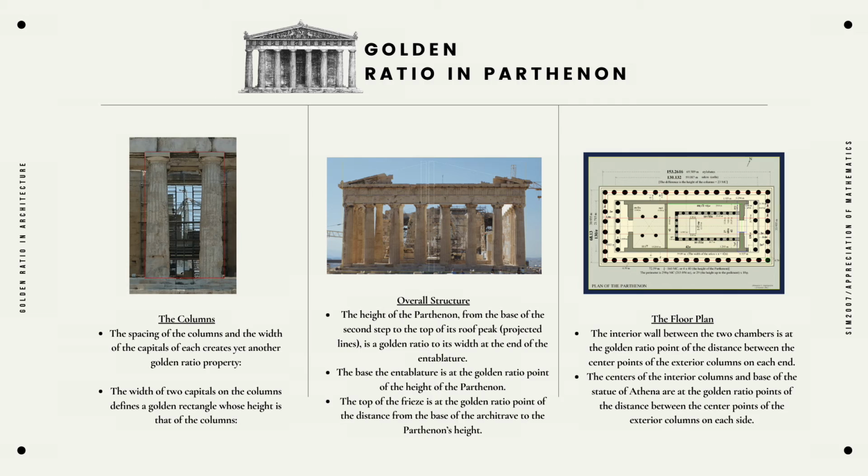Second, the base of the entablature is at the golden ratio point of the height of the Parthenon. And third, the top of the frieze is at the golden ratio point of the distance from the base of the architrave to the Parthenon's height.